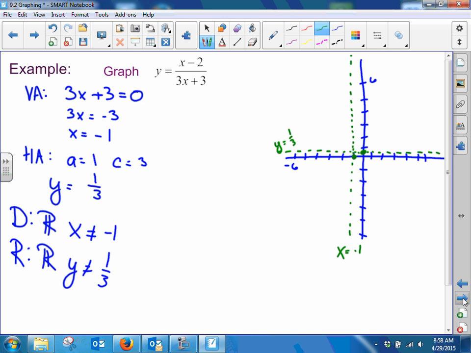Now, what points do we want to pick? Well, how do we know if it's going to be in the first and the third or the second and the fourth? It's the A's, if they're positive. Okay, I'll tell you right now. This is in the second and the fourth. How do we know that it's going to be in the second and the fourth? Because it's a negative 2.